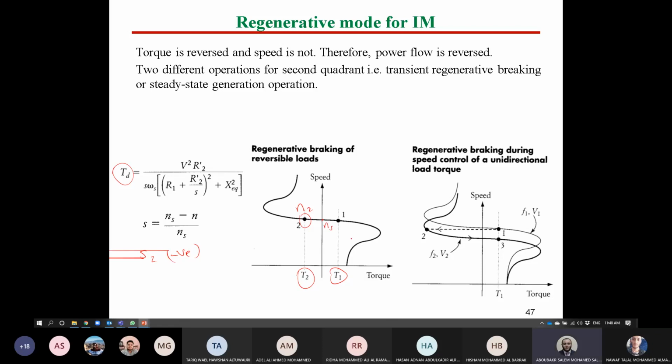So this is for the regenerative braking. If we have, Doctor, please. So if it exceeded the synchronous speed, does it affect something in the whole process? There is no effect for synchronous speed. We did not change anything.